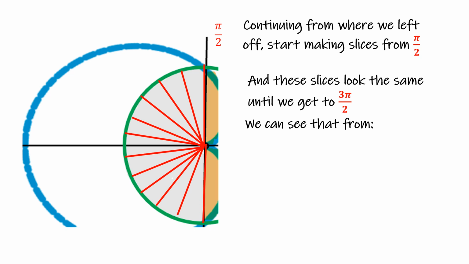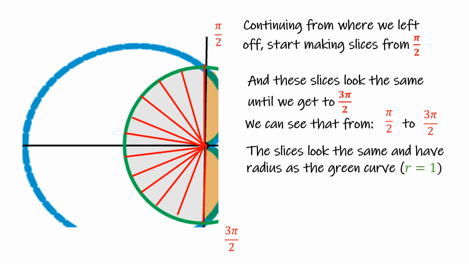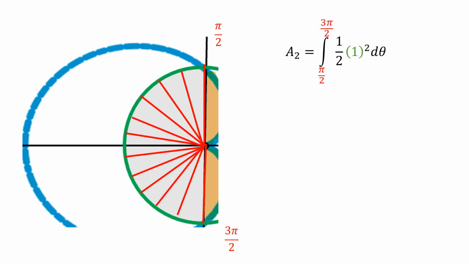These slices look the same until we get to 3 pi over 2, meaning that they have the same radius. So from pi over 2 to 3 pi over 2, all of these slices are going to have a radius of 1. And so we can form our integral going from pi over 2 to 3 pi over 2 of 1/2 r squared d theta. And again, why did I switch my negative pi over 2 to 3 pi over 2? Because I have to move from smaller to bigger so that my d theta stays positive.